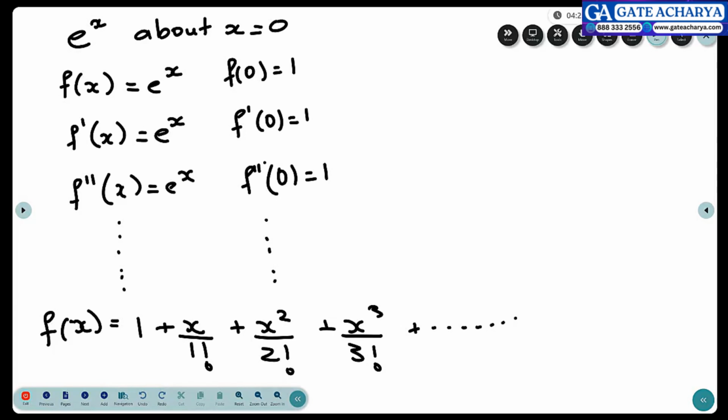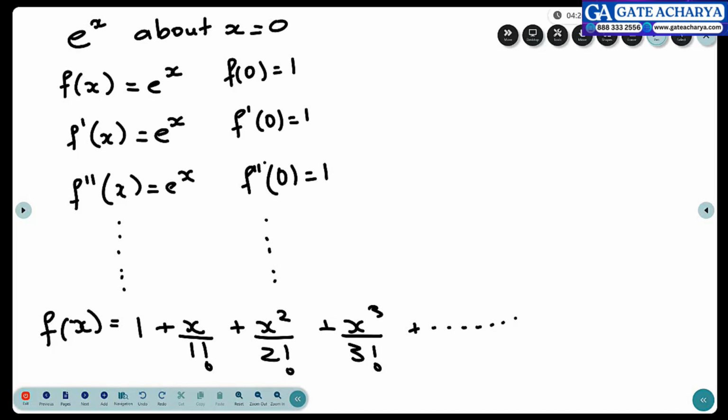Now put the value 0. f of 0 is 0. f dash of 0 is 1. f double dash of 0 is 0. f triple dash of 0 is minus 1. f4 dash of 0 is again 0. Fifth derivative of the function is 1. Sixth derivative is 0.